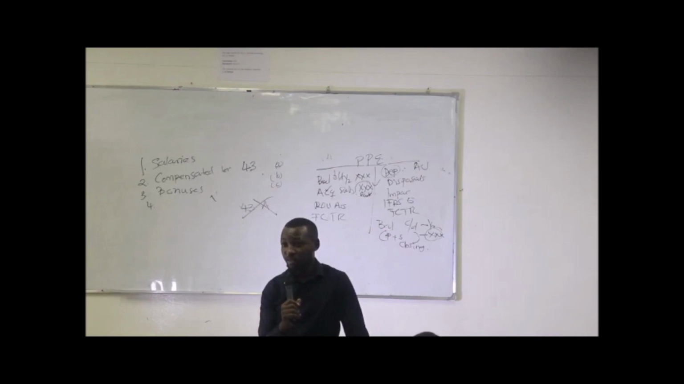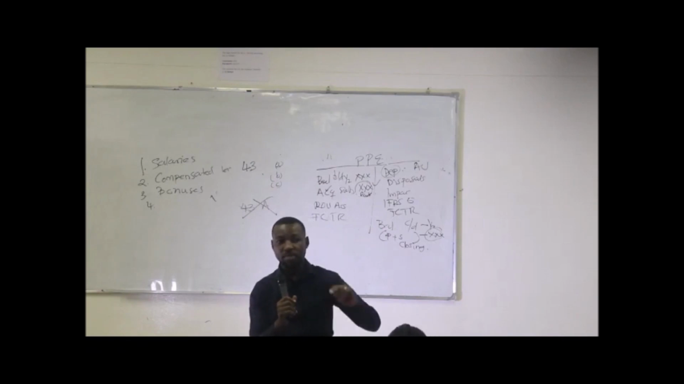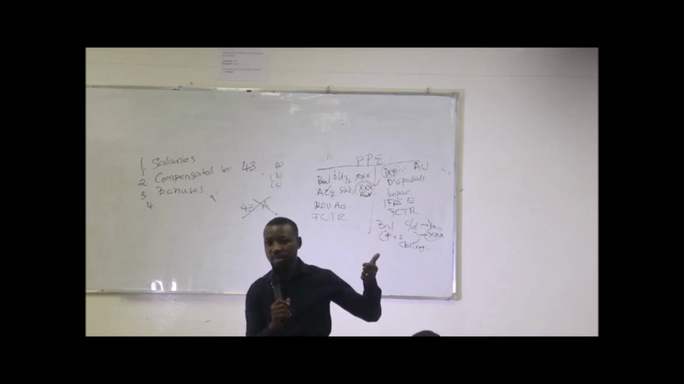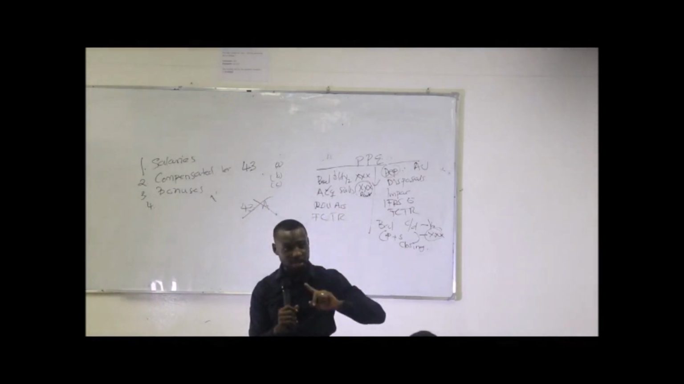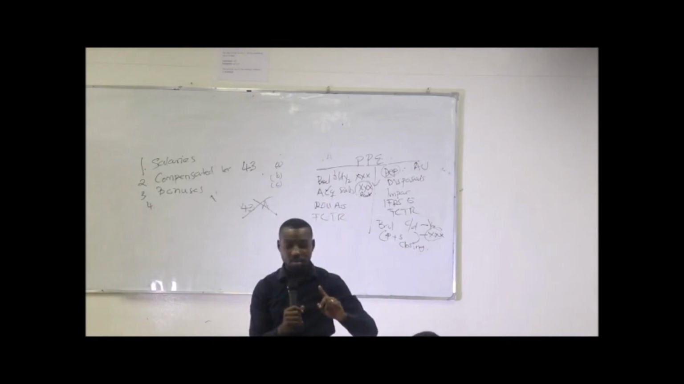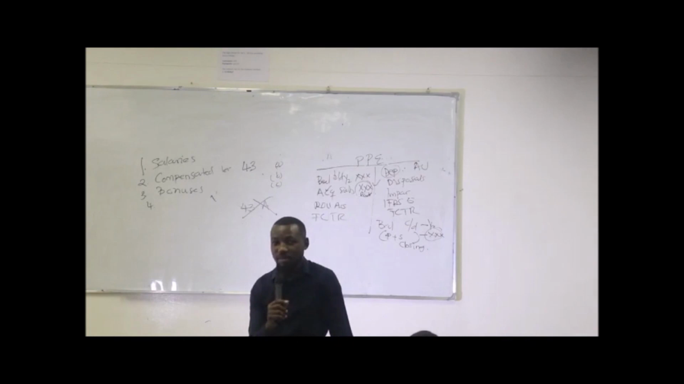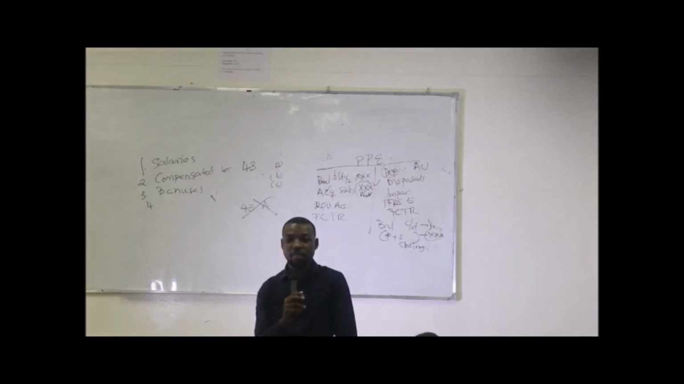What journal entries do you raise? The date of settlement. Debit? The reserve. You remove the reserve. What else did you do? Credit? Okay. Now, let's start with this.